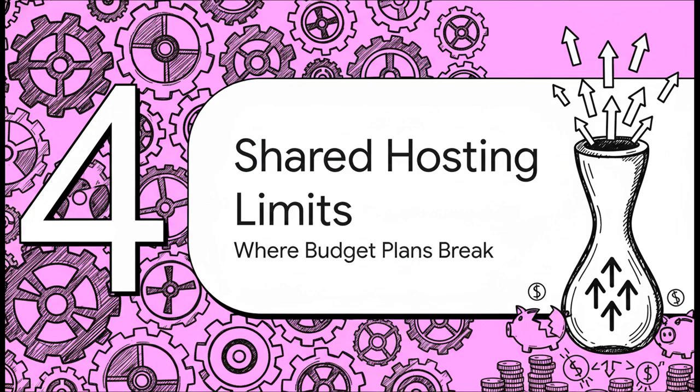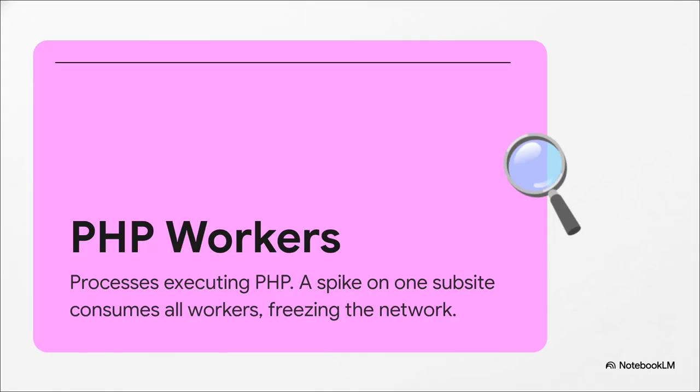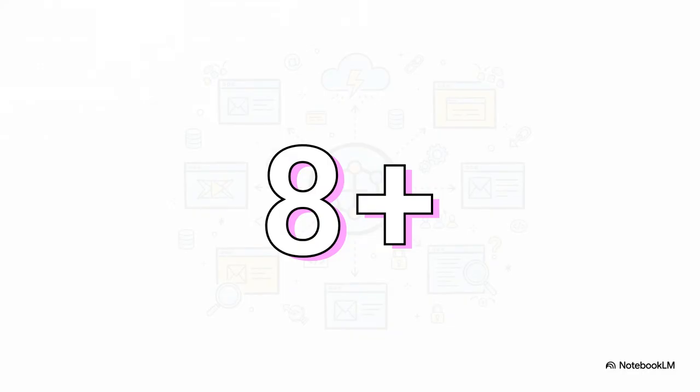Let's look at Section 4, the shared hosting bottleneck, where budget plans break. It's time to uncover the invisible trapdoor of shared hosting, PHP workers. These are basically the little engines executing the PHP code for your sites. In a shared hosting pool, if just one of your subsites gets a sudden traffic spike, it gobbles up all the available workers. And what does that mean? It means one busy subsite can completely freeze and take down totally unrelated zero-traffic subsites sitting on the exact same network. To avoid that catastrophic network freeze, you really need 8 or more PHP workers for networks running 5 or more active sites under load.